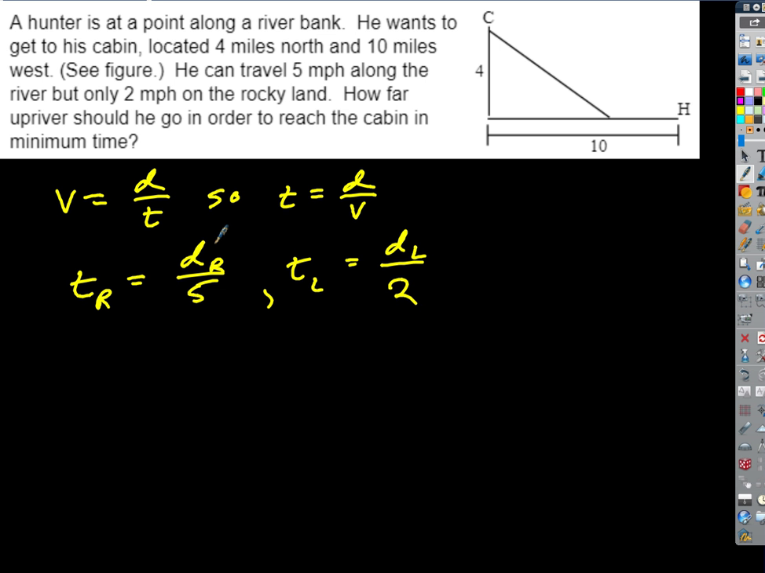So what you'd have to do is figure out what those quantities are, right? In terms of stuff up here. Now, the question asks how far upriver should he go? So maybe you call that x, right? And if that's x, then you have to figure out what this distance is in terms of x, but you can do that, right? If that's x, then that distance right there is 10 minus x, and that's 4. And by the Pythagorean theorem, you can figure out what that quantity is, right? To get those distances. Okay?